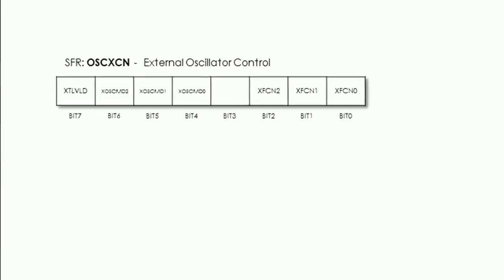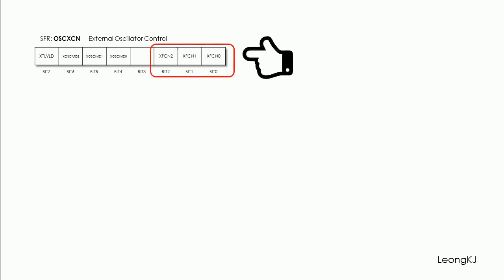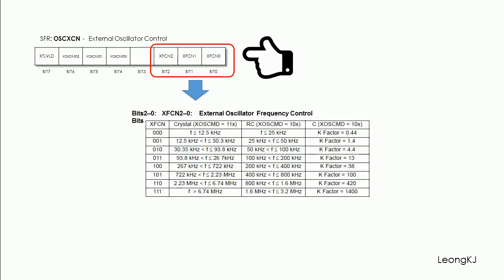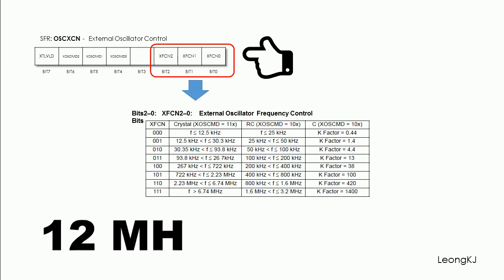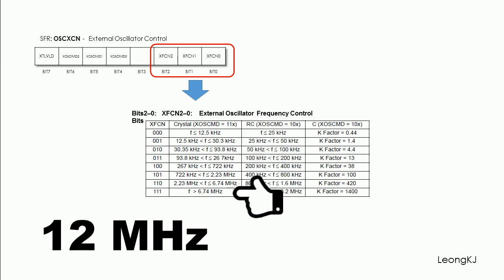Let's take a closer look at the bits inside the external oscillator control register. These 3 bits must be set according to this table provided by the datasheet. Let's assume that we will be using a system frequency of 12 MHz. According to the table, we should set the bits to 111.